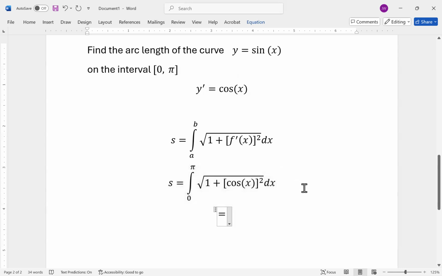So when we integrate that, I ended up with roughly 3.82. I shouldn't say equals. That's the approximate answer: about 3.82 is the arc length of sine on the interval from 0 to pi.